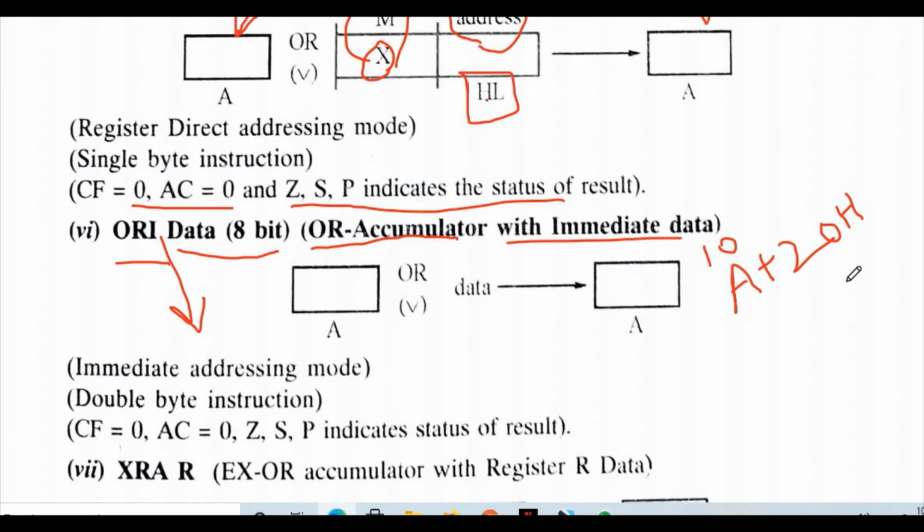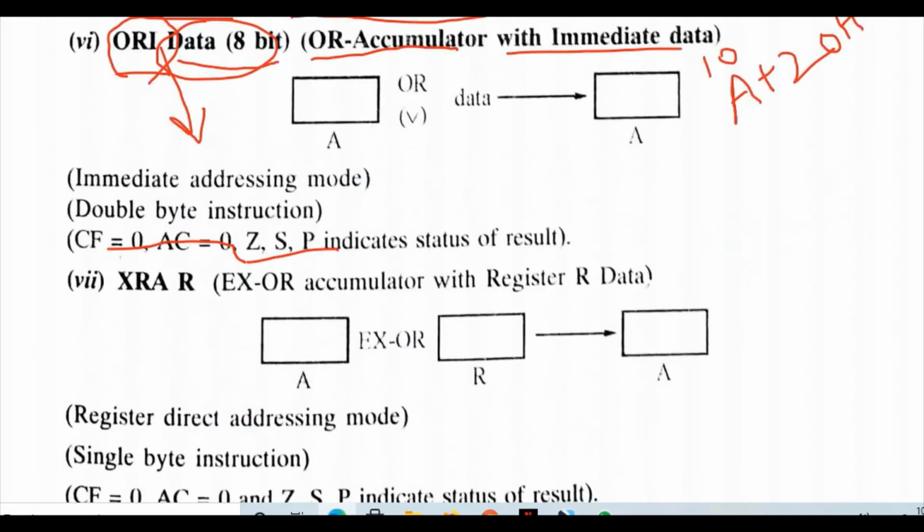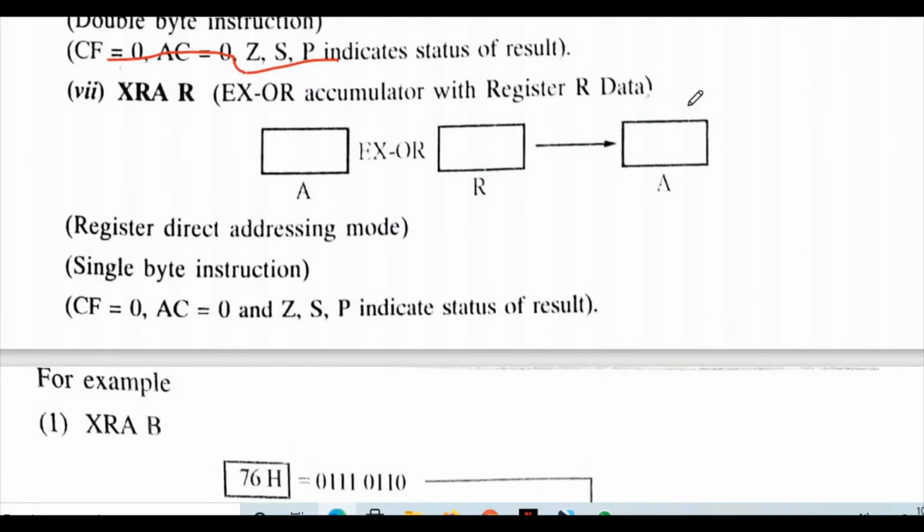3 instructions we have studied for ANDing operation, 3 instructions we have studied for ORing operation. Then the next instruction is XOR. For XORing, first instruction is XRA R, means XOR the contents of the accumulator with the contents of the register given along with the instruction. XOR means exclusive OR. What will happen? This is the symbol of exclusive OR, you all know.